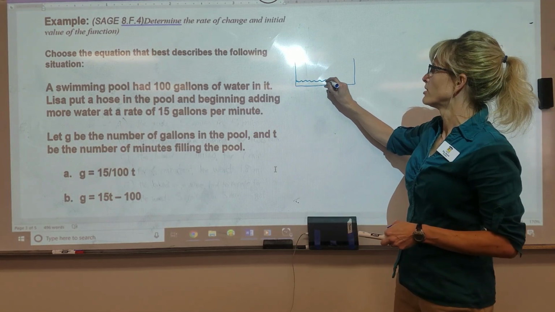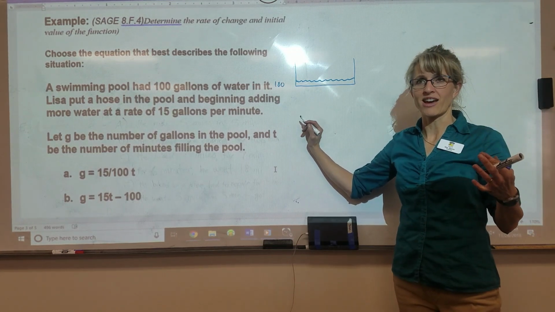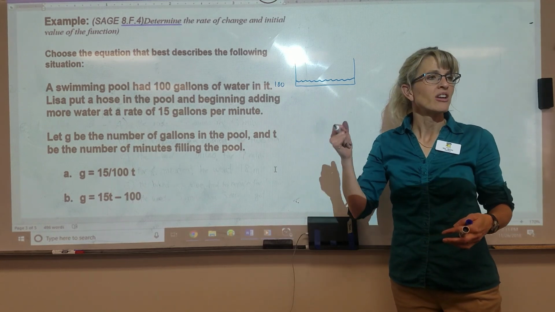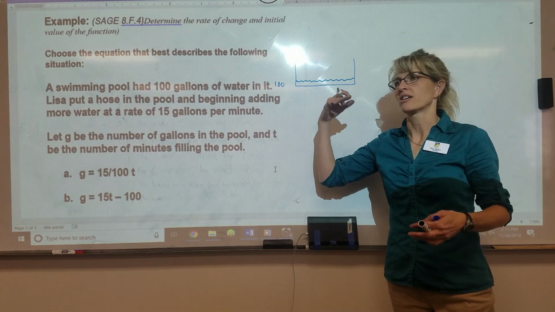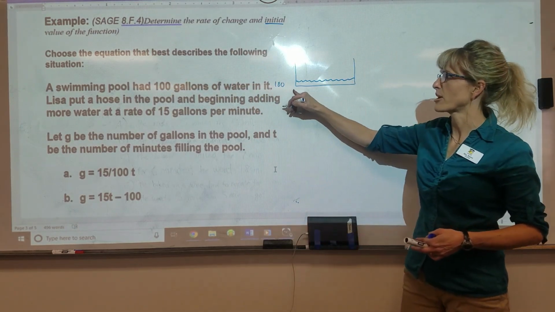So here's our swimming pool. It's got 100 gallons to start with. When I hear that, and if I reword it in that way, 100 gallons to start with, I think, boom, starting amount, or an initial amount. This is the initial value that it's talking about.